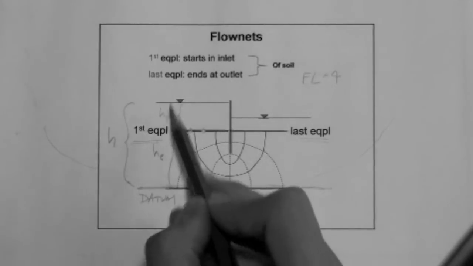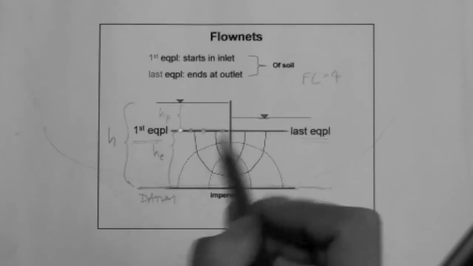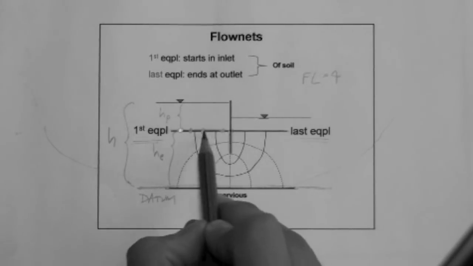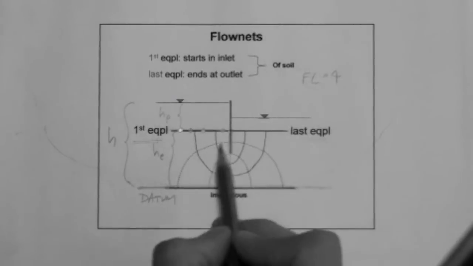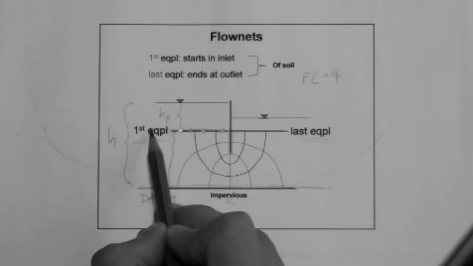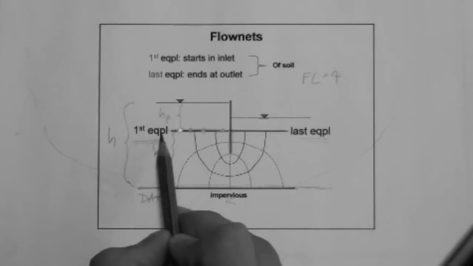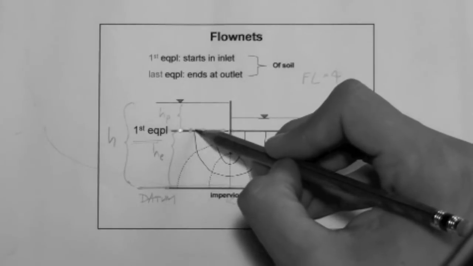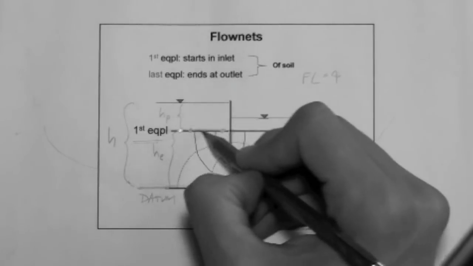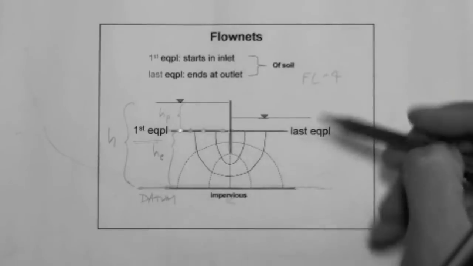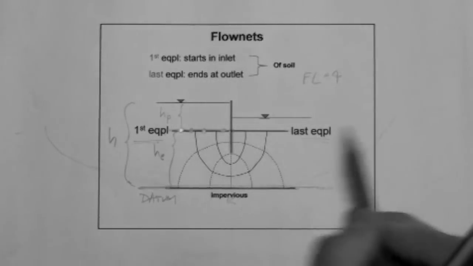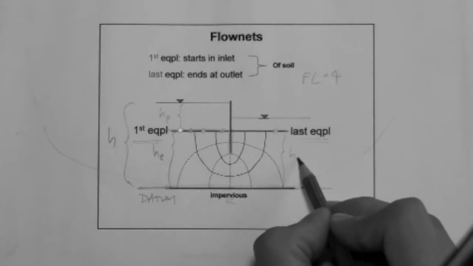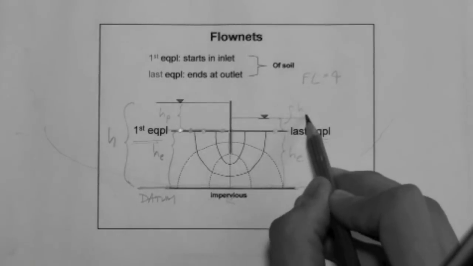Now, if you take this point, the same applies. And if you take this point, the same applies. And if you take that point, same applies. So, along this line, the total head is the same for any point. Therefore, that condition makes this line an equipotential line. And it is the first equipotential. Why? Because that is the beginning of the path for seepage. The soil begins here. Now, on this side, we have the same situation. If you take a point there, that is the elevation head, and that is the pressure head.